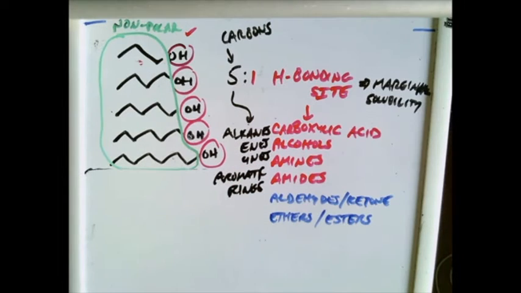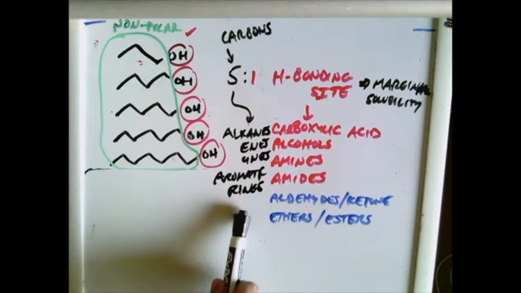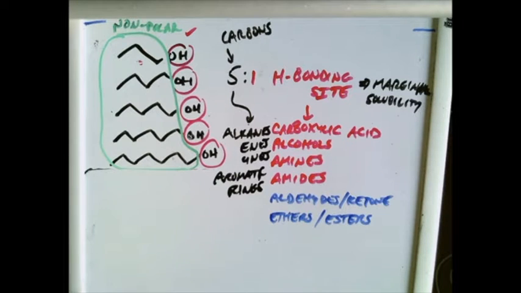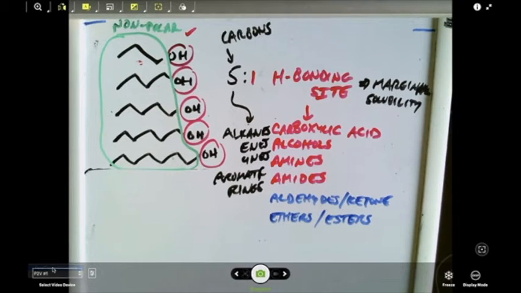Aromatic rings in particular are problematic. Those things are bringing you 6 carbons in one fell swoop. If you don't decorate them with something that's capable of helping out, that's capable of increasing the water solubility, those things are usually going to be pretty oily. They're usually not going to dissolve very well in water.